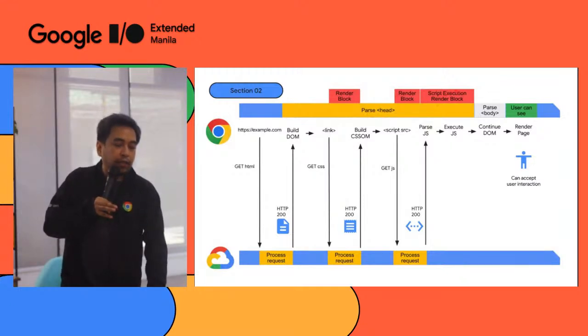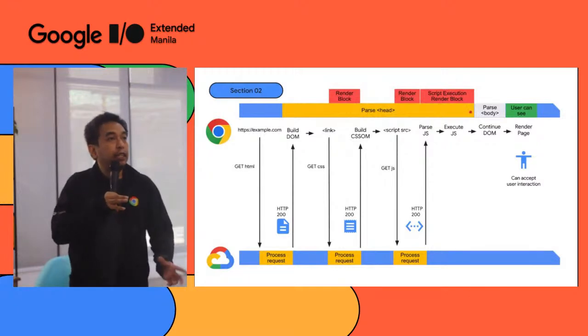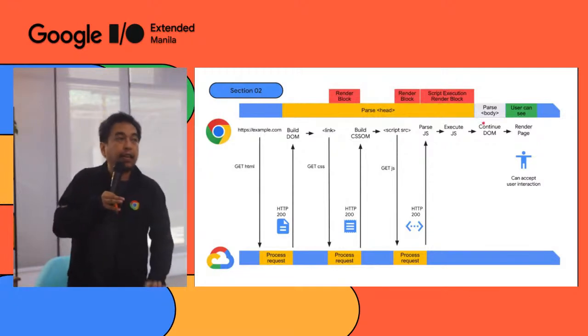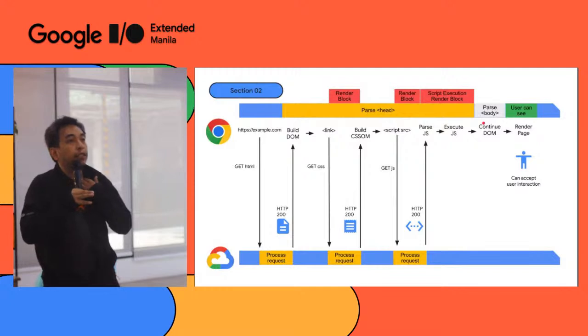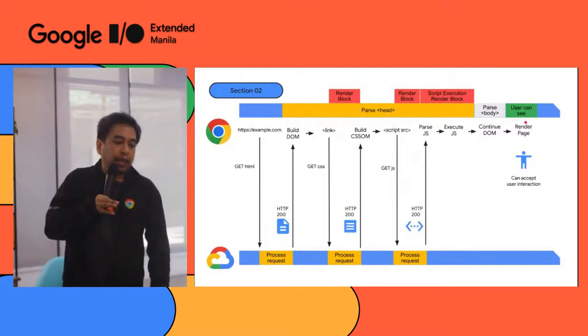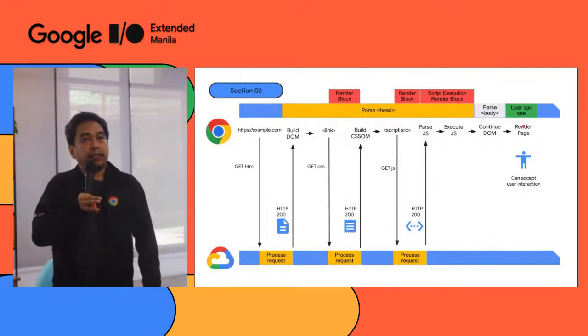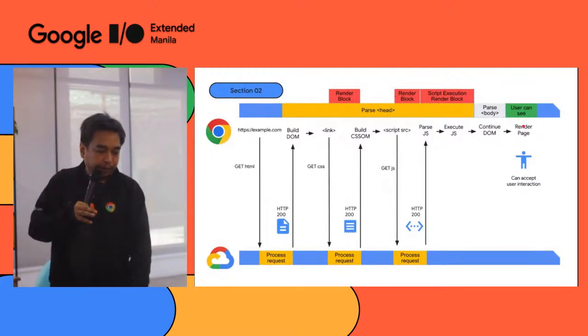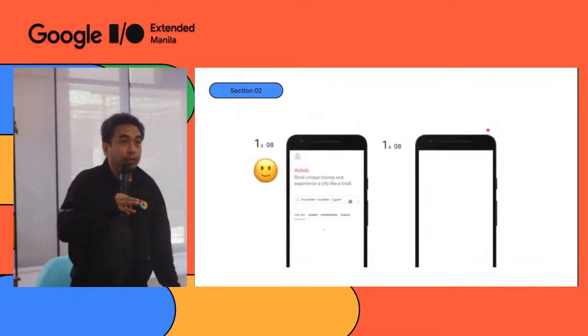Then after nun, makikita niya yung body na part, tsaka lang niya i-render kung ano man yung nakasulat sa body. Then once done, you'll have yung page rendered. So, ganyan mag-work yung browser natin. And ganito yung itsura niya.